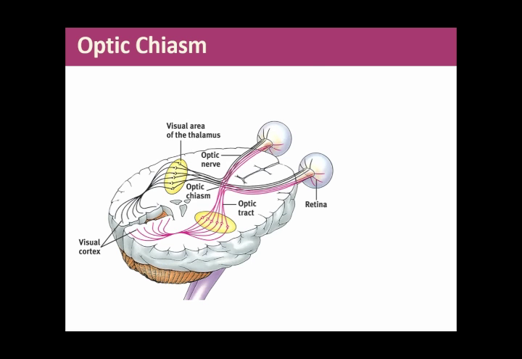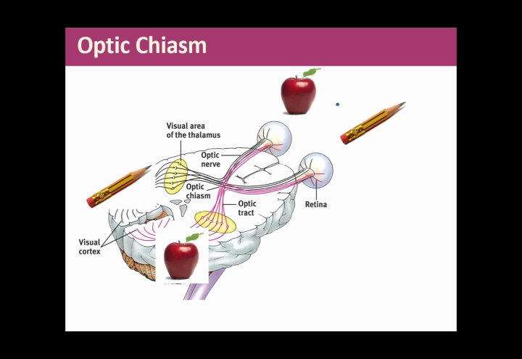There's partial crisscrossing. Alright, so we already used the apple and the pencil in chapter 2, so that should look familiar to you: the left visual field goes to the right hemisphere and the right visual field goes to the left hemisphere.